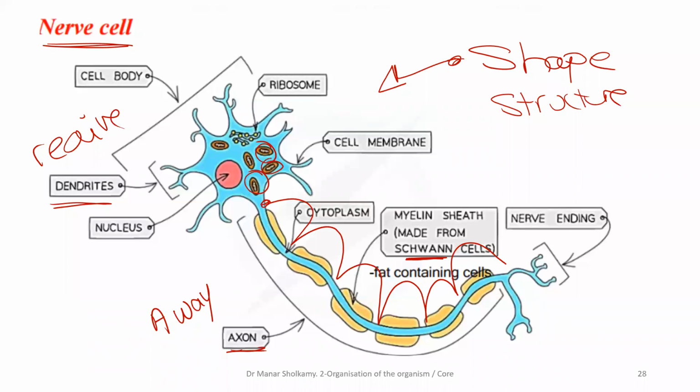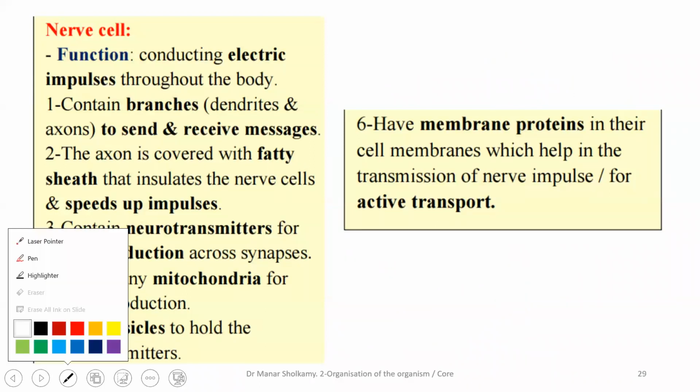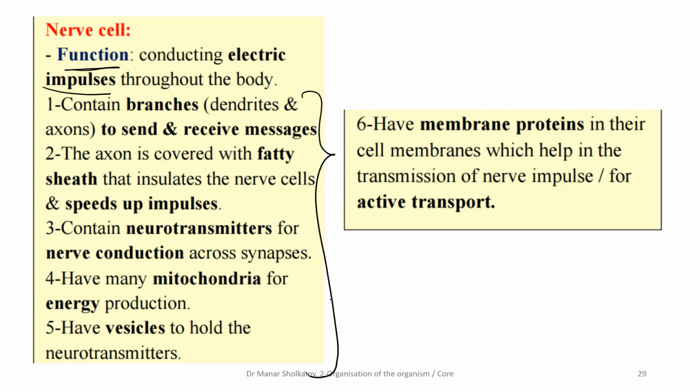Yes, Abdulrahman, you have a question? No. Okay. Now let's read what are the adaptations of the nerve cell? Together, we're reading word by word. So the nerve cell, we know its function, it carries impulses. Now, how is it adapted? It has 6 features. Let's read them together.